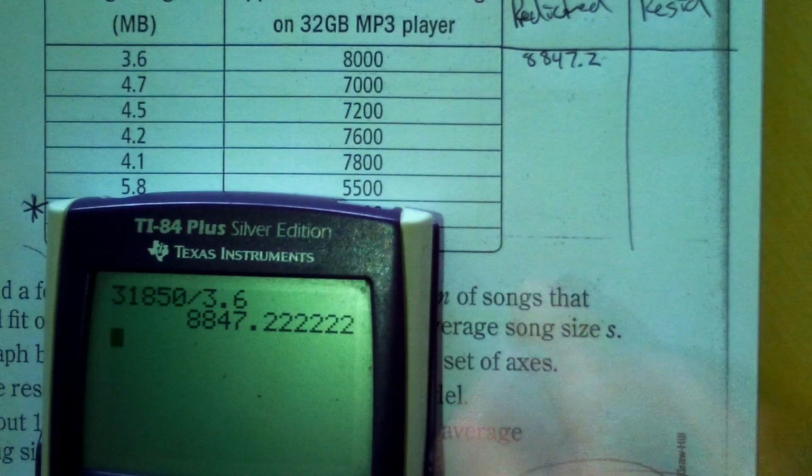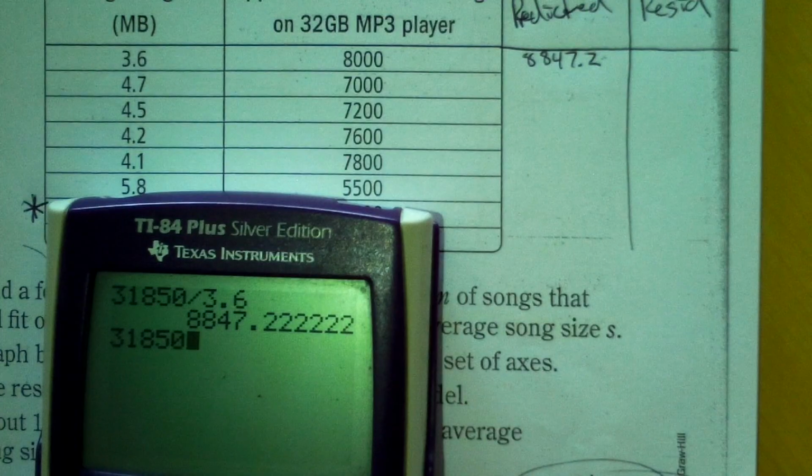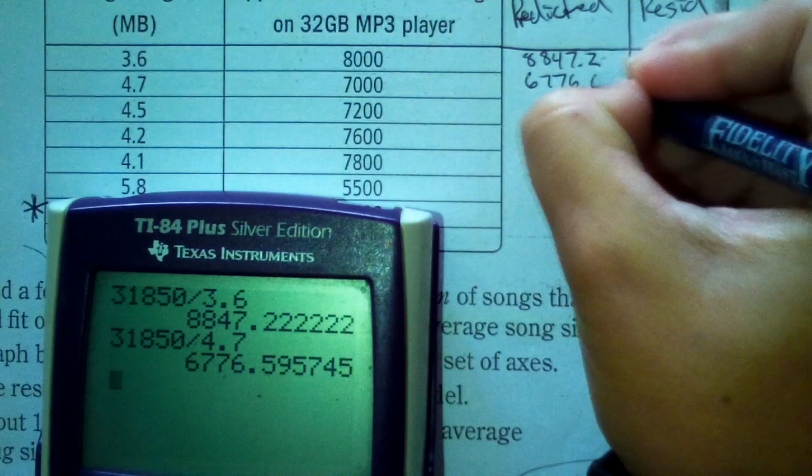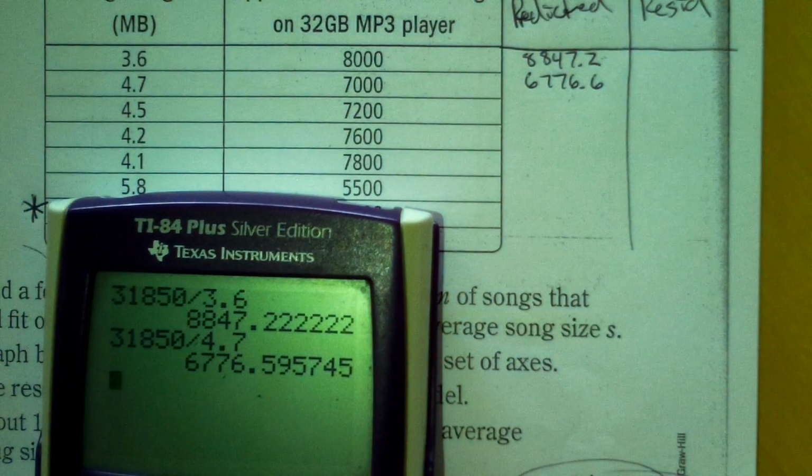And the reason for that is that's the point we used to plug in to come up with that equation, so that makes sense that it worked out perfectly. And then the last one is 6,245.1.